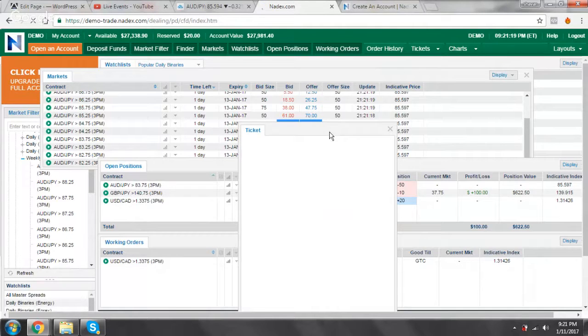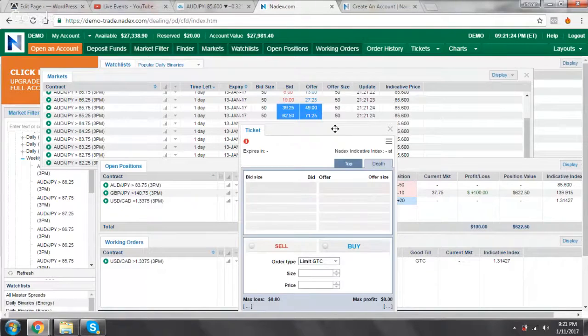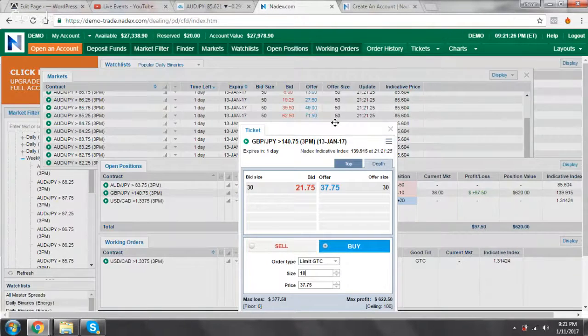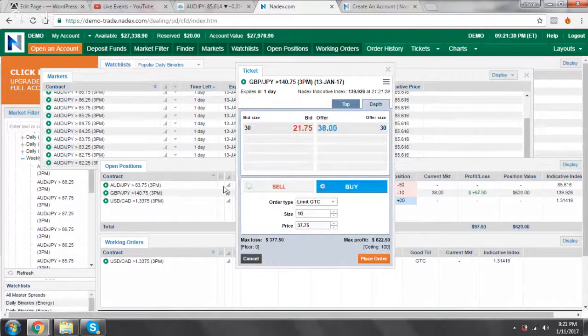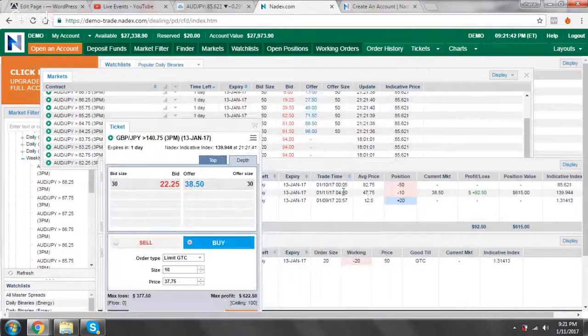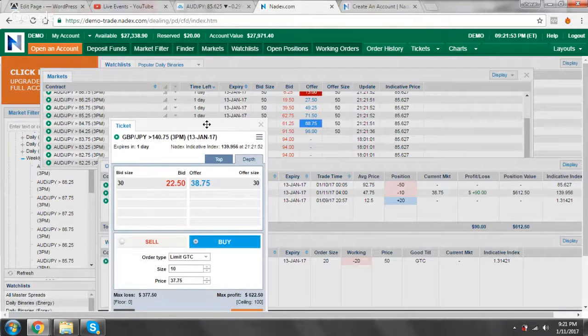I can click here. This is kind of like setting a take profit. Click on your open position. And like I said, I sold, so it only gives me one option, which is buy, to take profit. All right. So where did I get in at? I purchased these contracts at $47.75. It says it right here. Price is currently at $38. So the lower it goes down, the more money I make. Price is currently at $38.75.